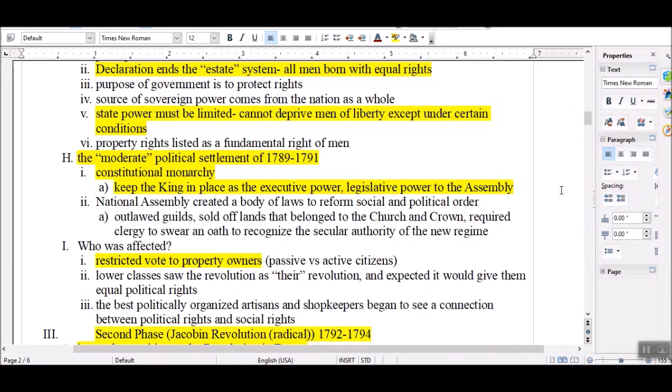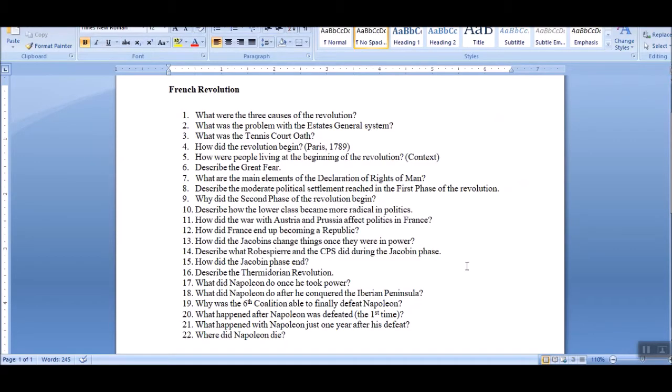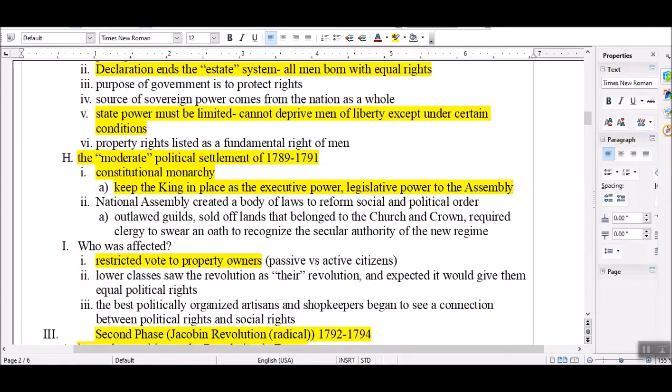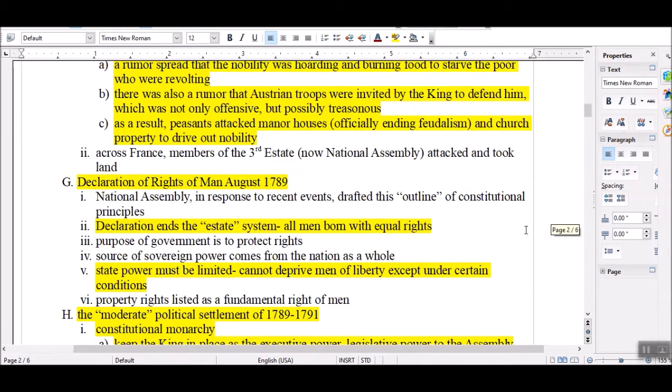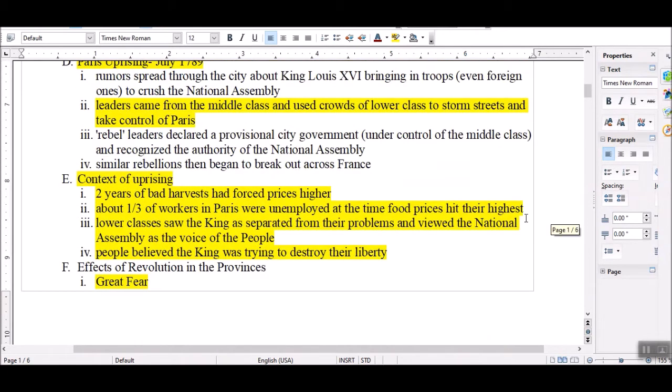All right, I think that's a good spot. We're going to switch over and take a look at questions here. So, how are people living at the beginning of the revolution? Looking at the contextual area, which would be the context of uprising.